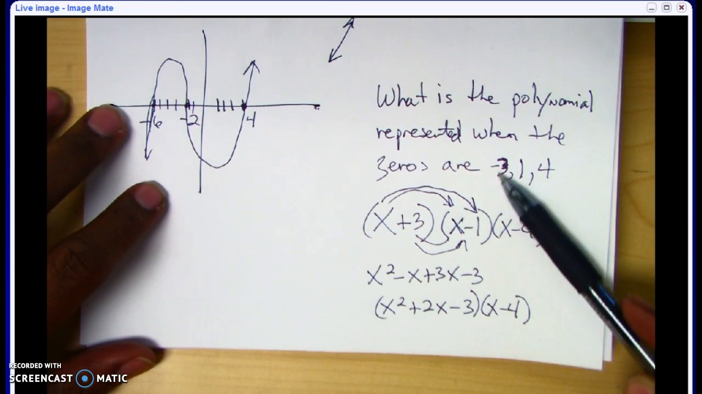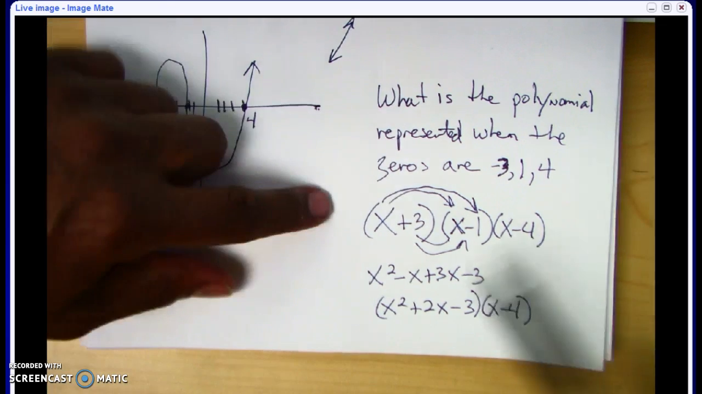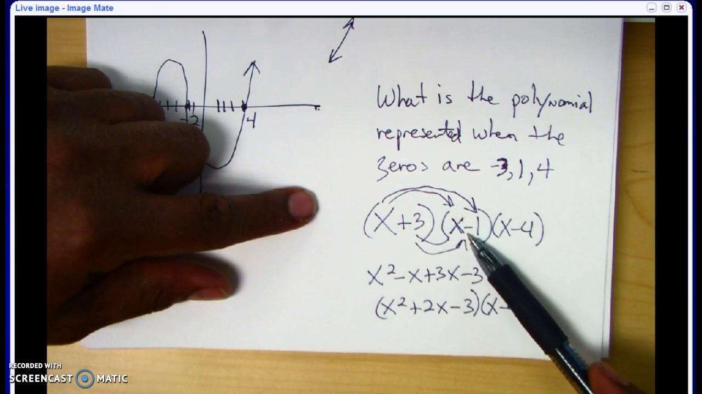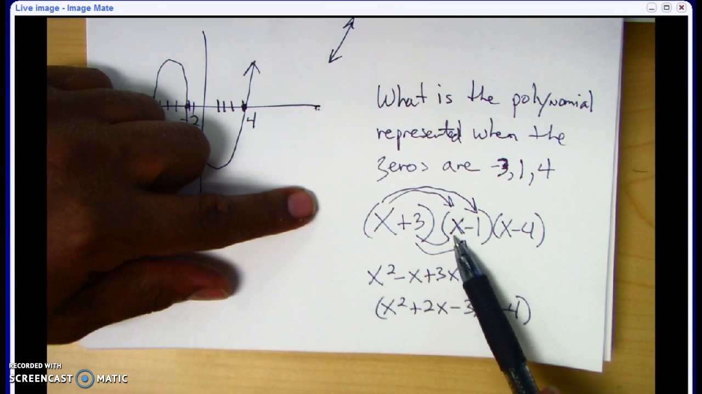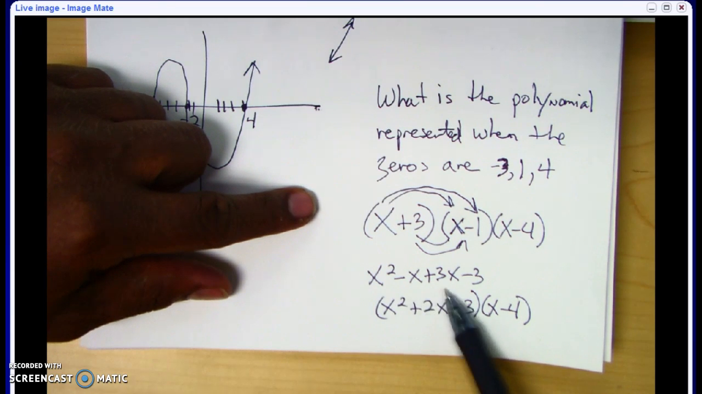Let me just go back through my work here. So yeah, first thing you want to do is, if I gave you the zeros, you want to change them to the factors, okay, like so. Then we're going to multiply. We'll get x squared subtract x plus 3x subtract 3. And simplify this part: x squared plus 2x subtract 3.